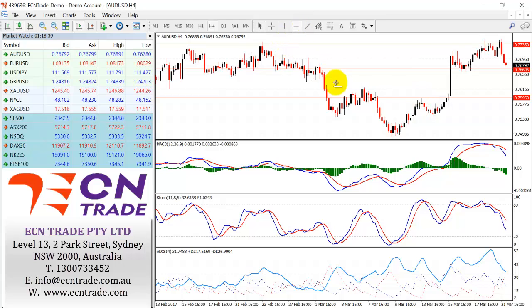Now a break beneath there would give further exposure to the downside and bring in the target of that recent low that we saw this month of 74.80 to 90, and reassess from there. Any advances towards the top side should still find resistance above that 77 figure handle, and I still expect to see that as a supply zone.